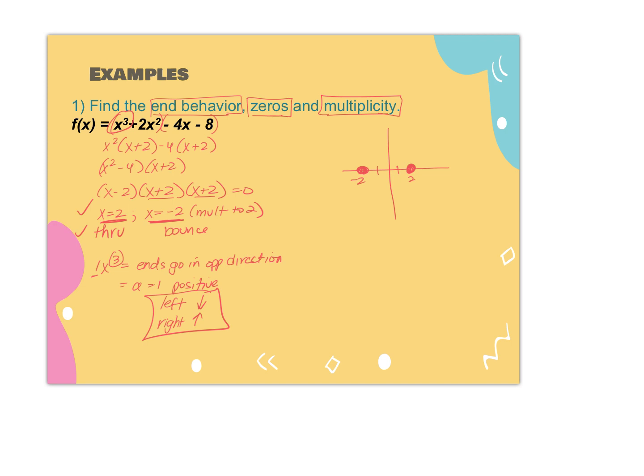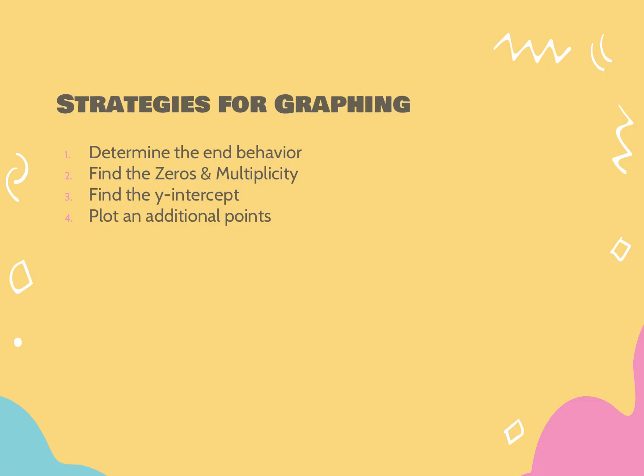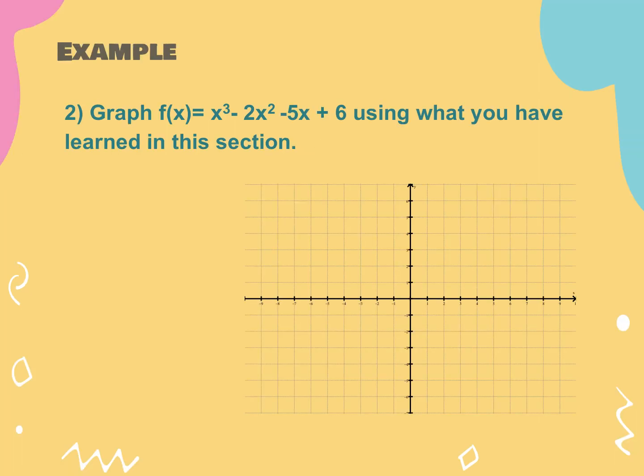Now we're going to go to the next problem, and we're actually going to use it. We're going to work with it. So again, strategies for graphing: determine end behavior, find your zeros and your multiplicity. When we go to graph, we're going to want to include the y-intercept. And then in between those points, we're probably going to want to plot a few additional points. I'll show you how to do it and why we do it.